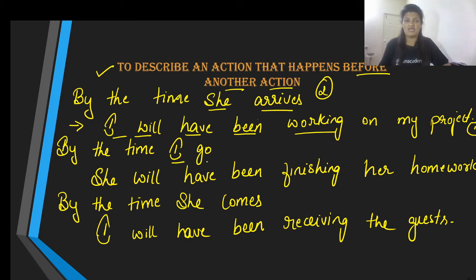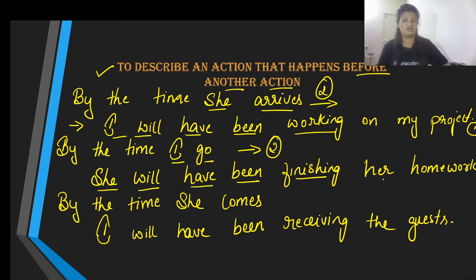By the time I go, this is your action number 2, which happens later. Before that action, she will have been finishing her homework. This action will be going on when I go. This will be happening in future when the other action will happen. Before this action takes place, this action will be going on. So this is our action number 1.